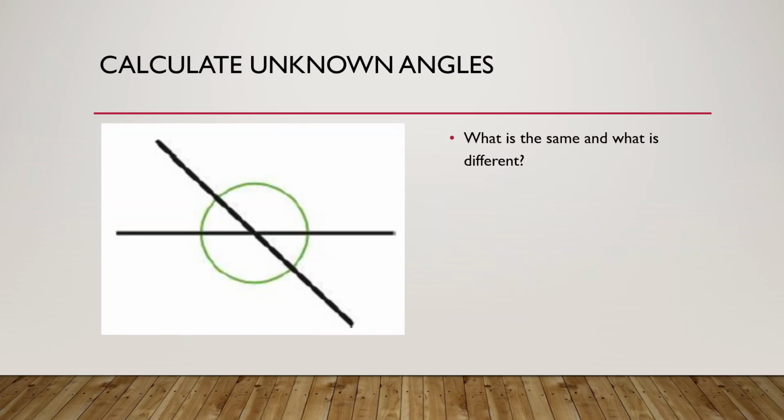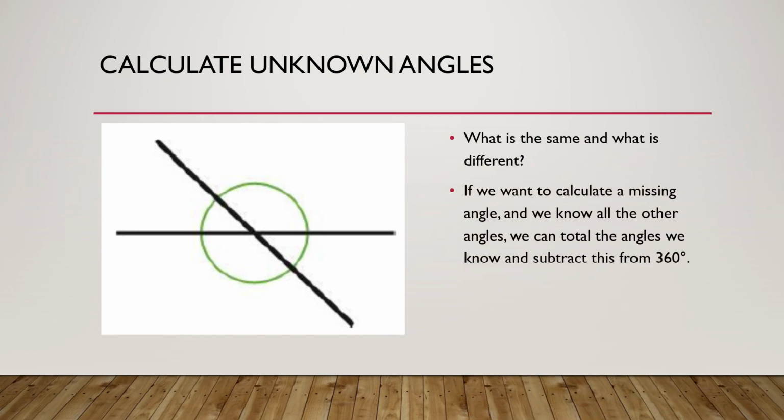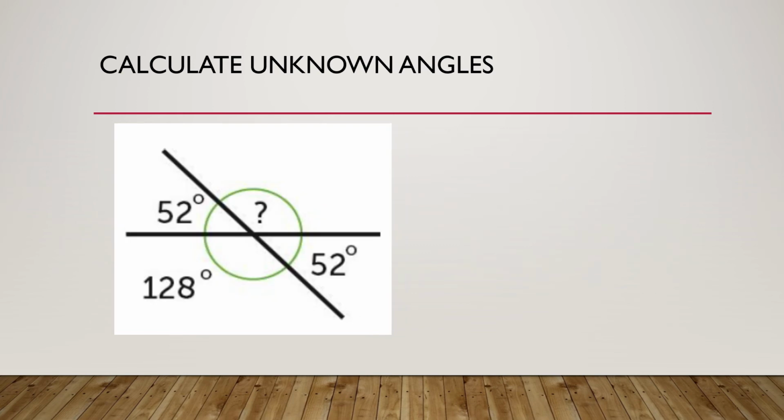Now here, what's the same and what's different? Well, here, without a protractor, we couldn't work out what these angles are, because if we want to calculate a missing angle, we'd need to know the others. But if we know the others, then we can total the angles we know and subtract them from 360 degrees. So let's try that here. How can we work this out?